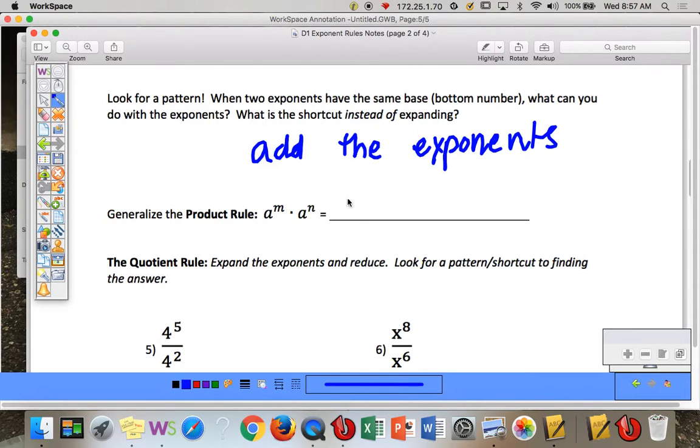So the general rule: if we change all our numbers to letters and say m and n can be any number, then a to the m times a to the n is the same as a to the m plus n. Add the exponents. So the product rule means when they're being multiplied and they have the same base, add the exponents. Let's look at another rule.